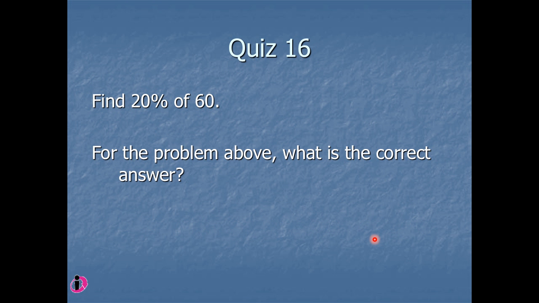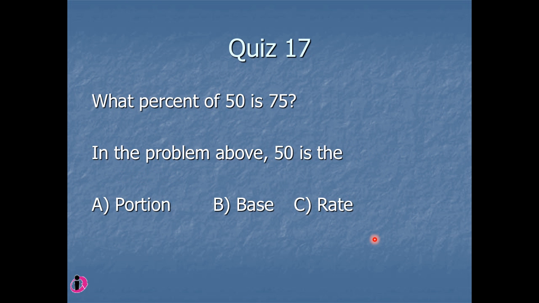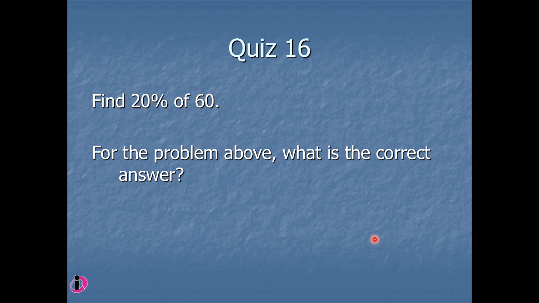Okay. Now, what is the answer? The answer is P. Okay. How do you find it? The formula is P equals B times R, right? Now, B is 60, R is 20%. Again, 20% means 0.2, right? Which makes it 12. 60 times 0.2. So the right answer is 12, right? That means that is your portion.